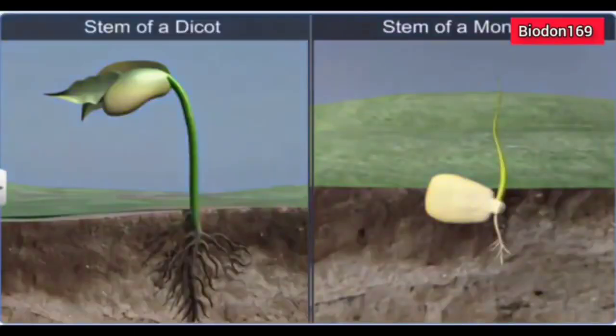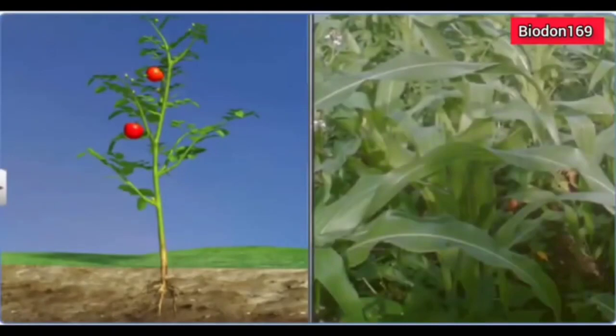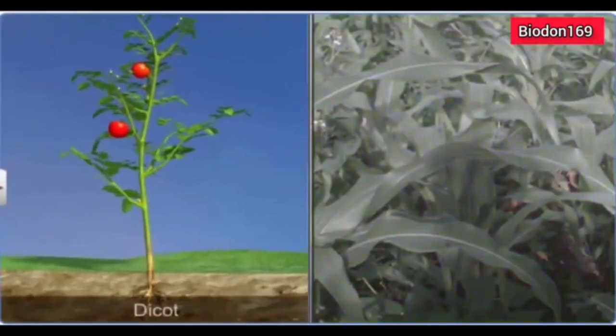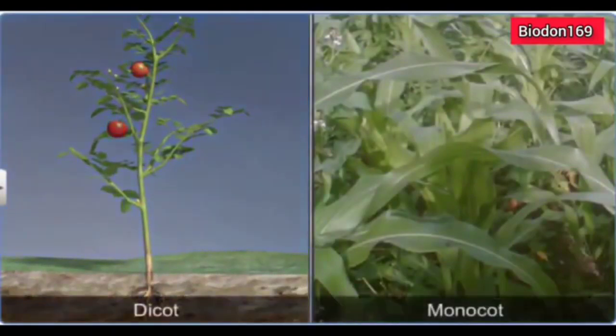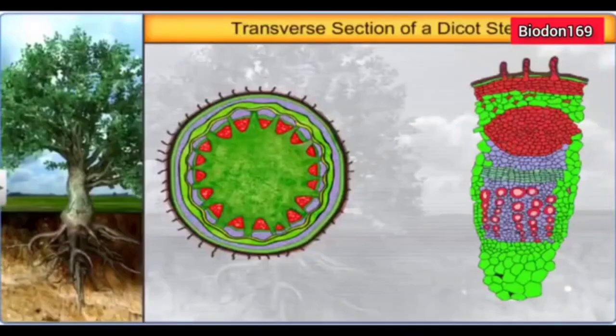A stem is the main axis or stalk of a plant, and it develops from the plumule of a germinating seed. Let's examine the internal structure of a stem in dicot and monocot plants. Here is the transverse section of a dicot stem.